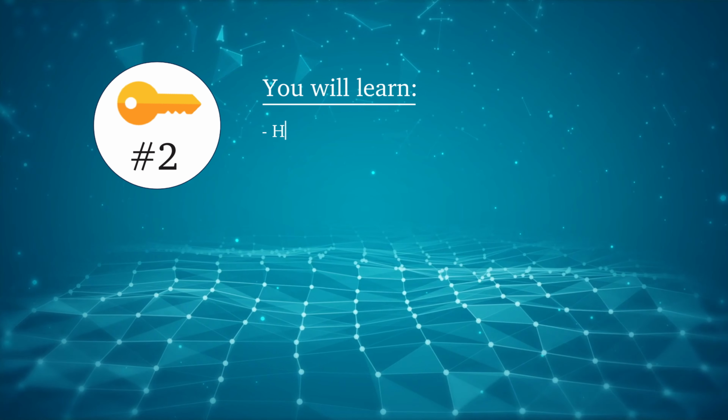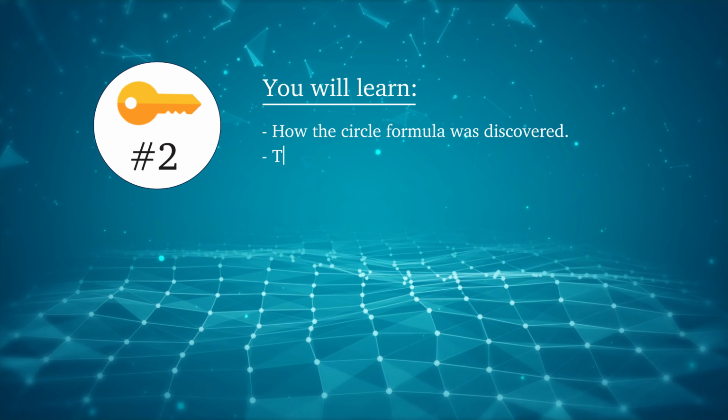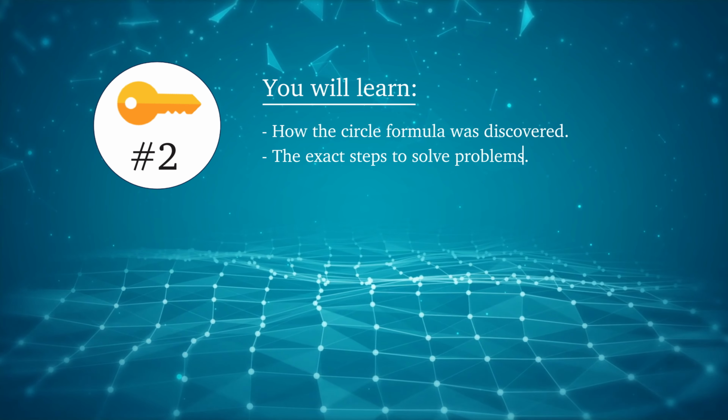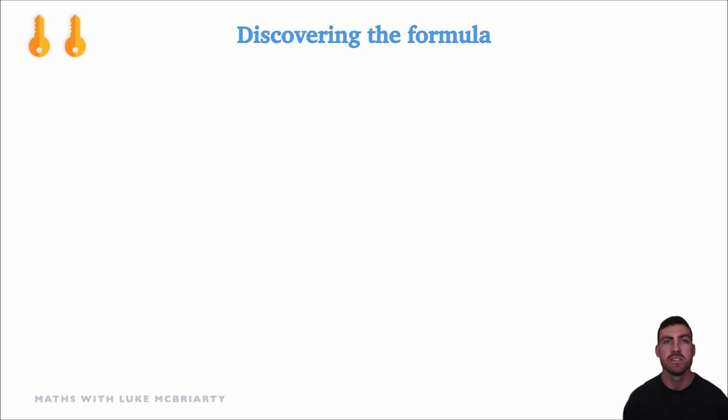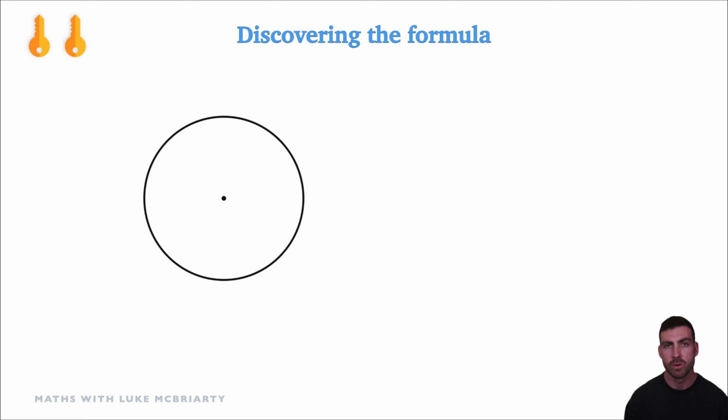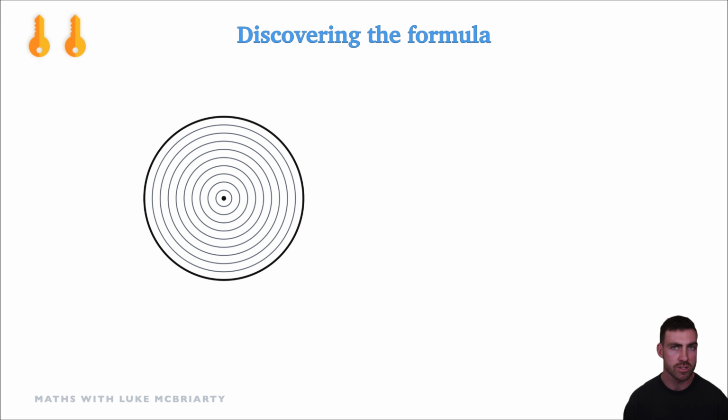In this section, you will learn how the circle formula was discovered and the exact steps to solve problems. Now comes the exciting part. Instead of memorizing the formula, we're going to discover it. Let's start by drawing a circle with its center marked. Now we'll draw lots of concentric circles inside it. We form these rings inside the circle.